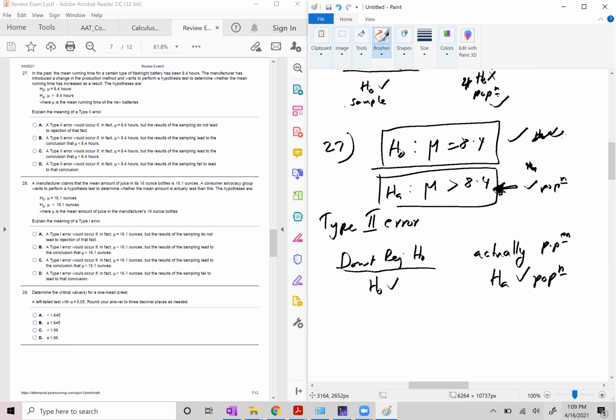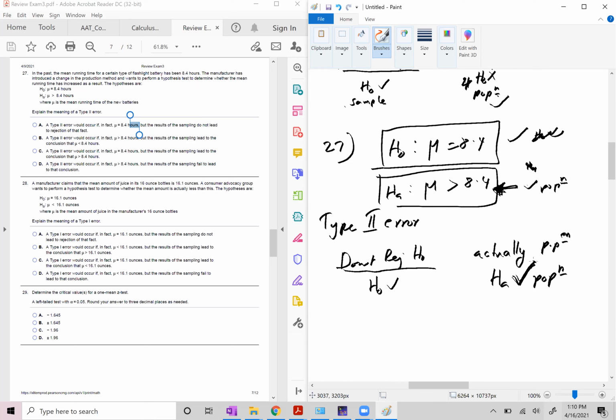A. A type 2 error would occur if in fact mu is 8.4 hours, but the result of the sampling does not lead to rejection of that fact. No, because the first thing is wrong, right? Because this first part is telling about the actual population. If in fact mu is 8.4 hours, it means in the population it is 8.4 hours. No, that is not what is happening, because in the population, the alternative is correct. Under type 2 error, what happens? We do not reject the null.